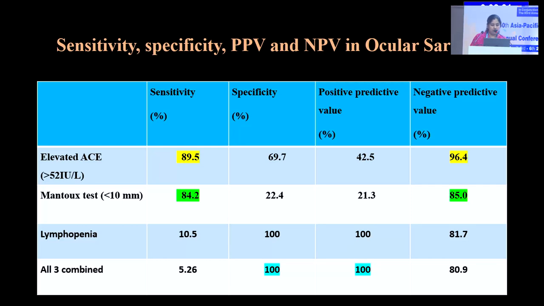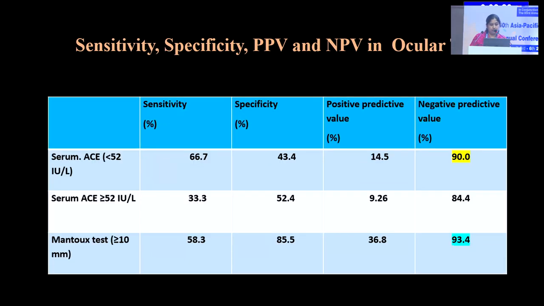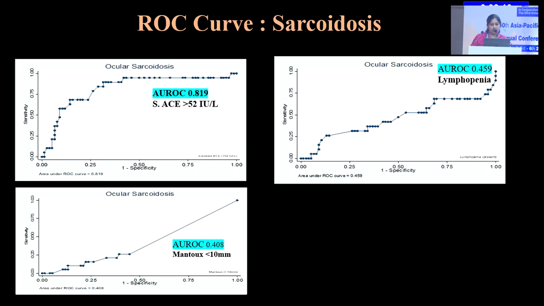Since we had only one sample with a lymphocyte count suggestive of lymphopenia, the specificity and PPV became as high as 100%. Now, in ocular TB, non-elevated ACE and elevated ACE both had a very good negative predictive value. This was an interesting finding, and also positive MAN2 had a very good negative predictive value in diagnosing ocular TB.